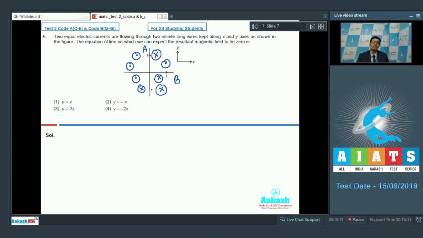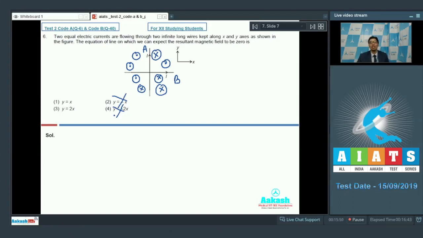Now dear students, if we see the directions of the magnetic field due to each wire, we can see that they can only cancel out each other in quadrant 1 or 3. So therefore, a line must pass through quadrant 1 and 3 as well. Using this concept, we can easily eliminate two options from this question. That is, option number 2 cannot be our answer, option number 4 cannot be our answer. The possible answers are therefore option number 1 and option number 3.